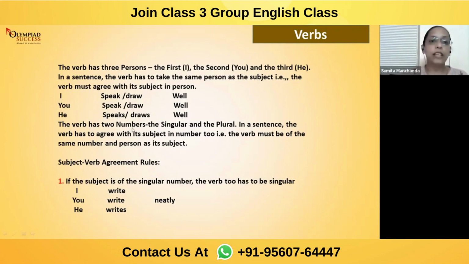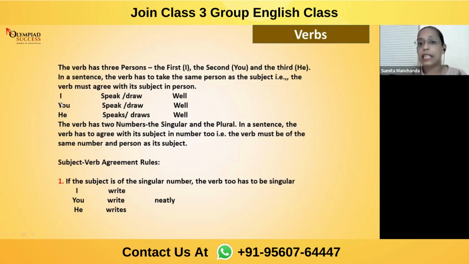Now the verb has two numbers, the singular and plural. In a sentence, the verb has to agree with its subject in number too. That is, the verb must be of the same number and person as its subject. Now, when I'm talking about the first person, see my verb. And when I'm talking about the second person, again, my verb is that only, I and you.